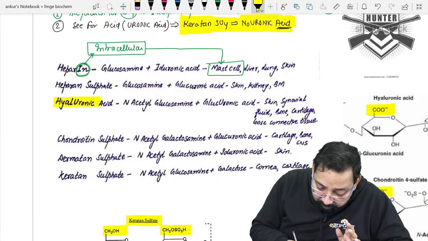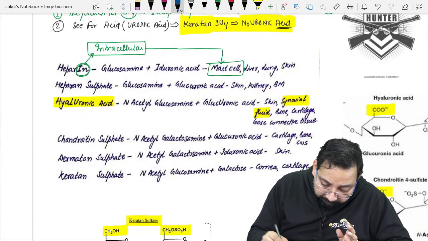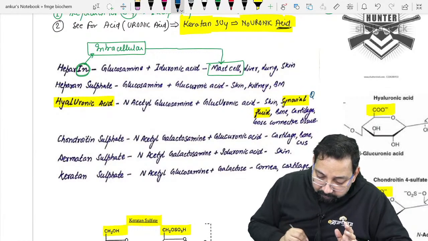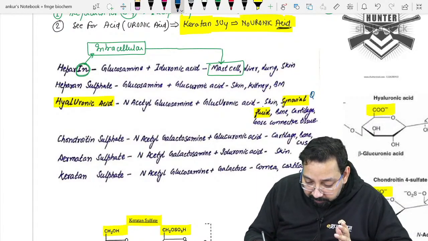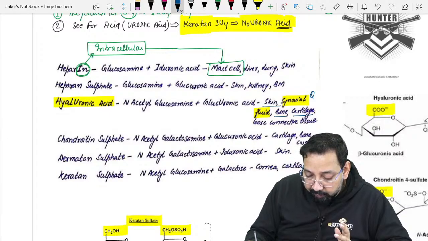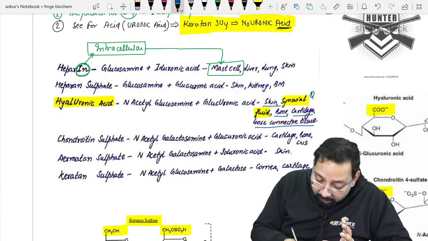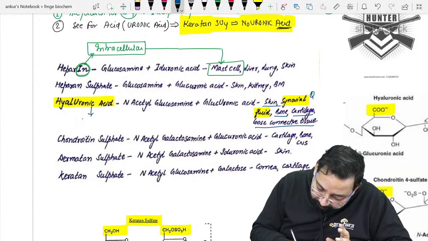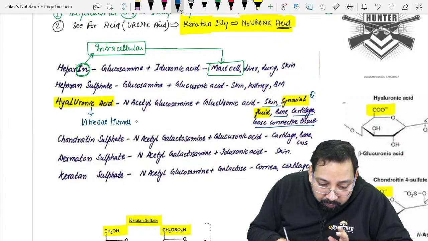Just like hyaluronic acid is present in synovial fluid, it is a very frequently asked question. Yes, doesn't mean that hyaluronic acid is not present anywhere. It is present in skin, bone, cartilage, loose connective tissue, meaning wide distribution. Hyaluronic acid is also present in the vitreous humor of the eye.